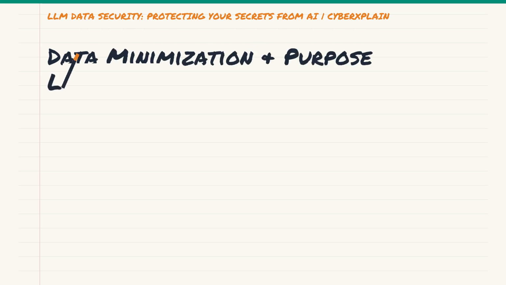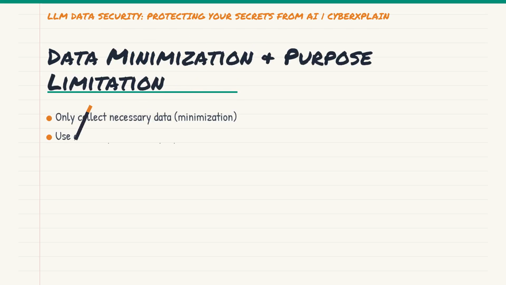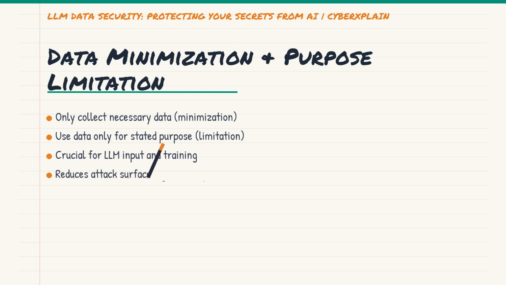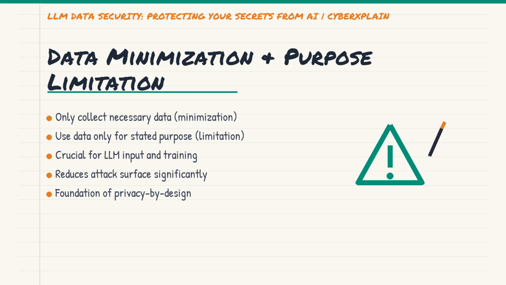Two core privacy principles are data minimization and purpose limitation. Data minimization means only collecting and processing the absolute minimum amount of data necessary for a specific purpose. Purpose limitation means using that data only for the purpose it was collected for. For LLMs, this translates to don't train on data you don't need and don't feed an LLM sensitive information unless it's strictly necessary for its task. These principles are your North Star for designing secure LLM applications.